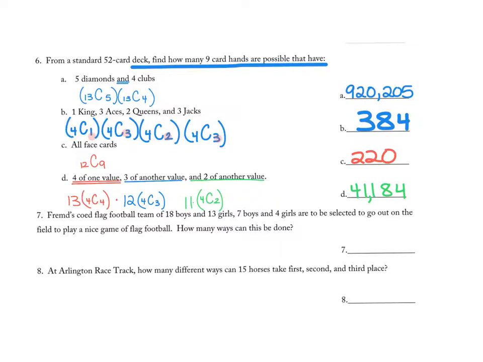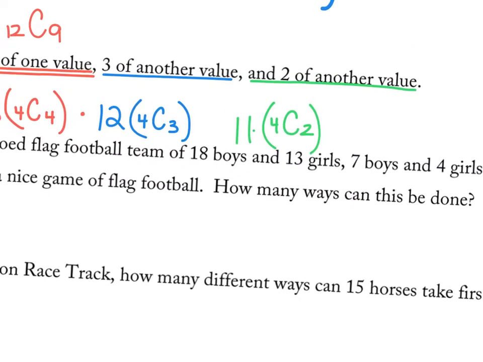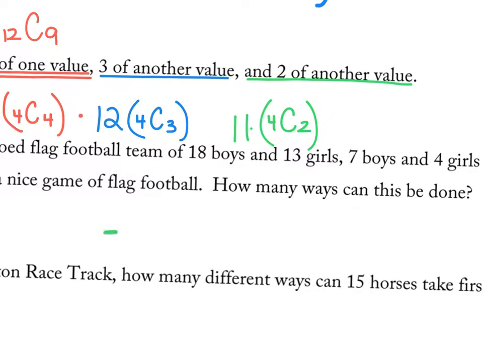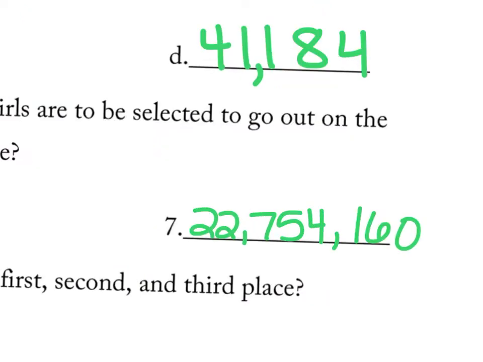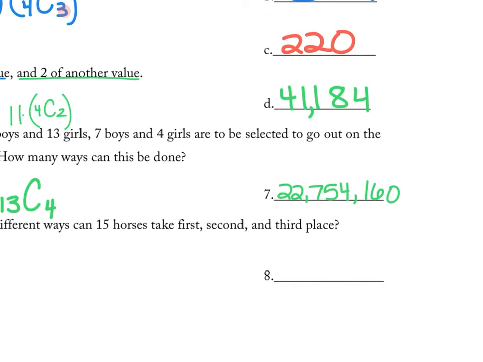Okay, so guys, don't overthink. Just we're selecting 7 boys from 18. 18 choose 7, and the order doesn't matter. We are choosing 4 girls from 13. Again, order doesn't matter. They're all going to be on the same team. So that's it. Just multiply these together. So it ends up being 22,754,160. A lot of different ways to make that happen.